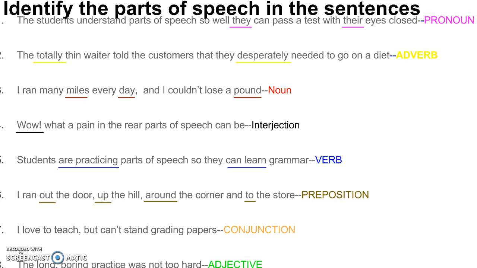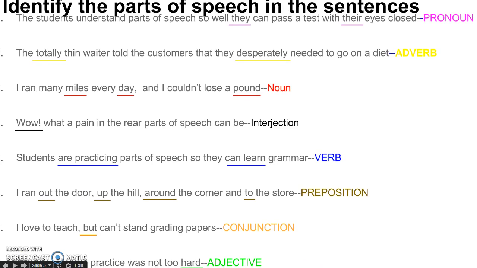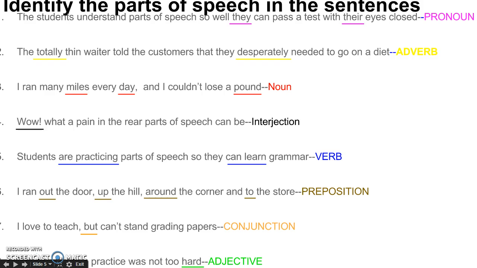How about conjunctions? I do love to teach, but I can't stand grading papers. That's why we're practicing online. And finally, adjectives. What kind of practice is this? Well, it's long and it's boring. Was it easy? Well, it wasn't too hard. Those are our adjectives. All right, let's move on.